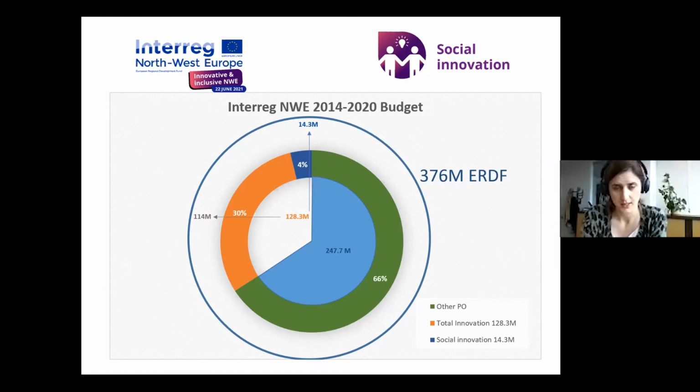When it comes to the budget, the current Interreg Northwest Europe budget is 376 million. Out of this, we have dedicated 128.3 million to innovation projects. So when I talk about innovation projects, I mean also innovation in, for instance, health, innovation in manufacturing, innovation in blockchain, and so on and so forth. So 14.3 million out of these 128.3 are dedicated to social innovation projects. So I would say more or less 4% of the whole ERDF and the whole budget, of course.